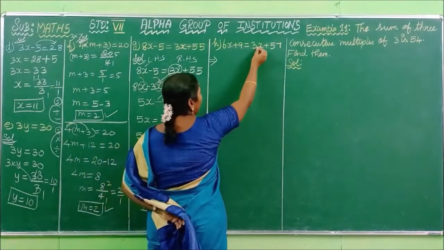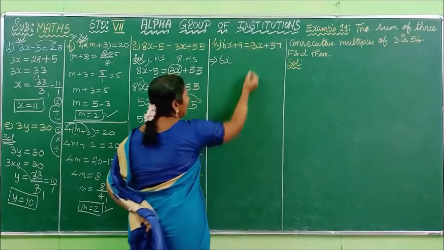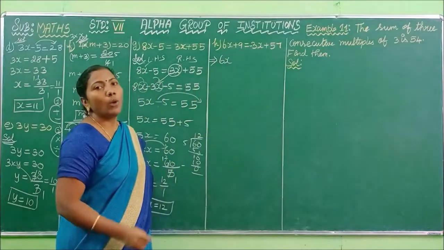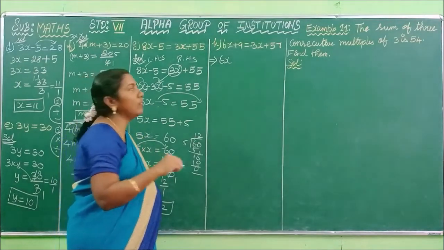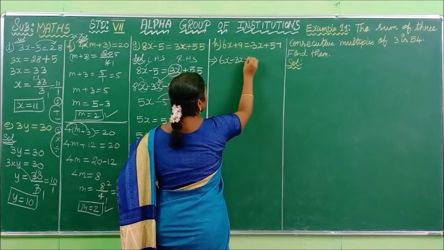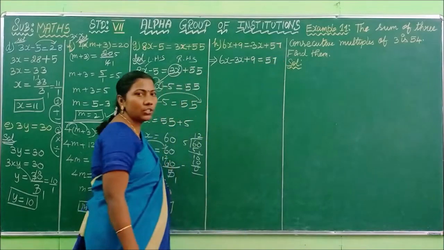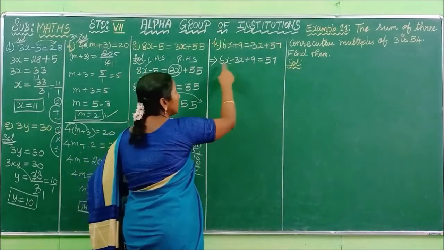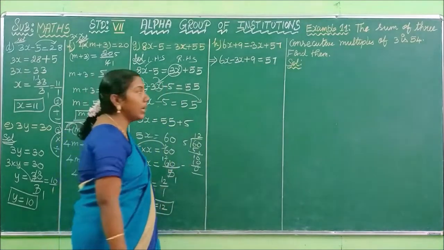So, first step, I am bringing this 3x to this side. So, 6x. What is the symbol of 3x here? Plus. So, while you are transposing a term from one side to another side, the symbol should be reversed. So, 3x became minus 3x plus 9 equal to 57. Do you understand children? Okay. Next you have to subtract this term. Both are like terms. So we can add and subtract the like terms.